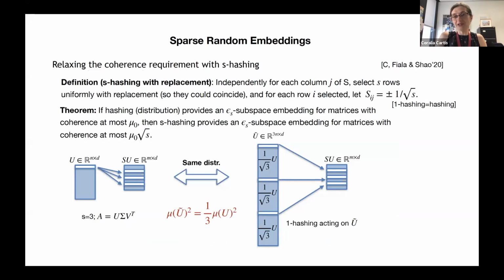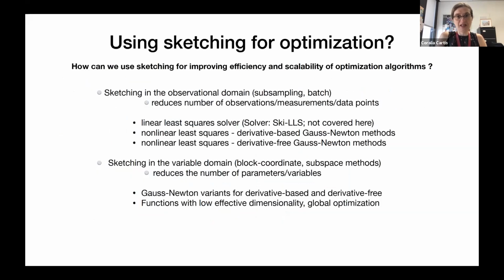And numerically, what you observe with S hashing is that when the matrix A is very sparse, then using more than one non-zero per column is observably beneficial. And we have quite extensive numerical experiments for that. So this was just a brief overview of what is out there for sketching a matrix.